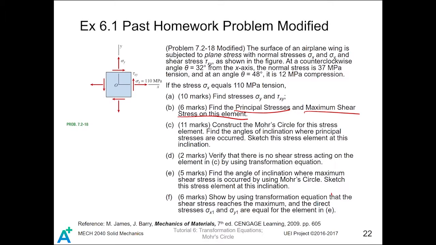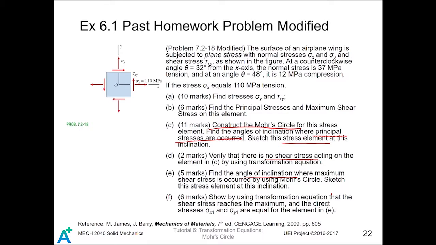Besides, I want to construct the Mohr circle for the stress element and find the angle of inclination where the principal stresses occur. You're also going to sketch the stress element. At the same time, you are going to verify there is no shear stress acting on the element by using the transformation equation when the principal stresses occur. Then, find the angle of inclination where the maximum shear stress occurs by using Mohr circle. Sketch the stress element in this inclination.